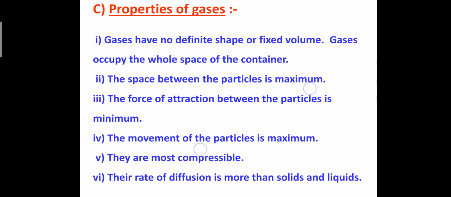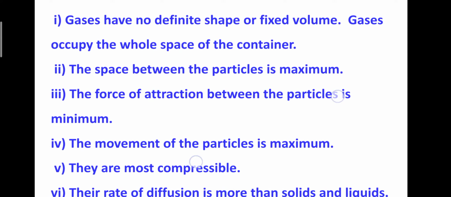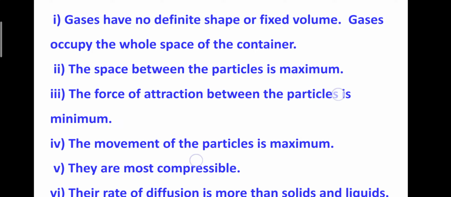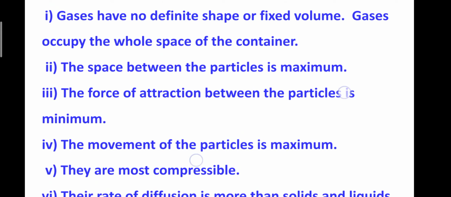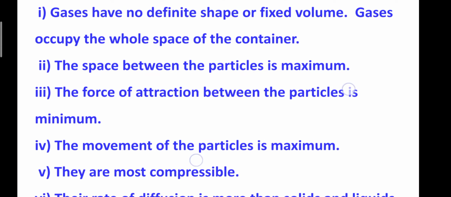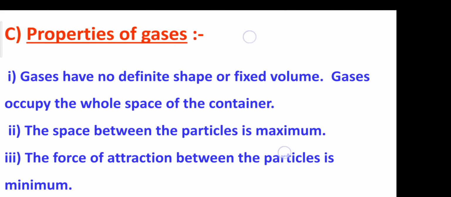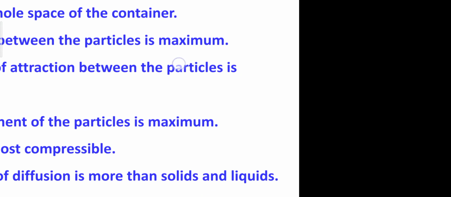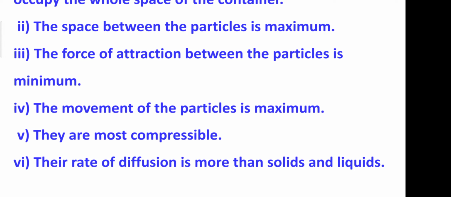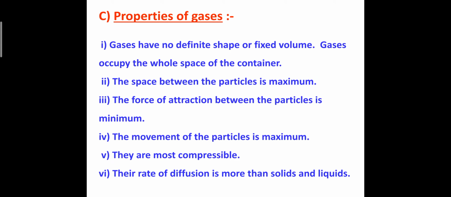Next, coming to properties of gases. Gases do not have a definite shape, neither do they have a fixed volume. They occupy the space of the container, as we have seen in the syringe activity. The space between the particles is maximum, and the force of attraction between the particles is minimum. This also we have seen. The movement of particles is maximum. Next, they are the most compressible compared to solids and liquids. And last, their rate of diffusion is more than solids and liquids.